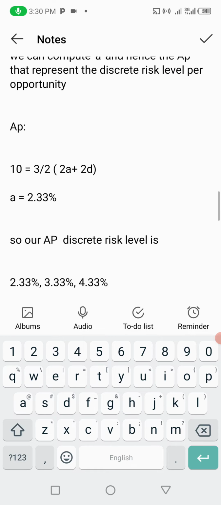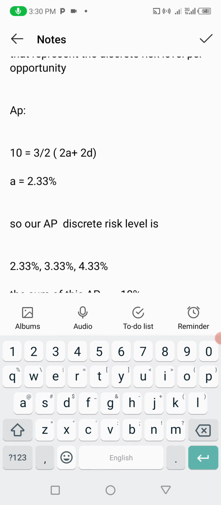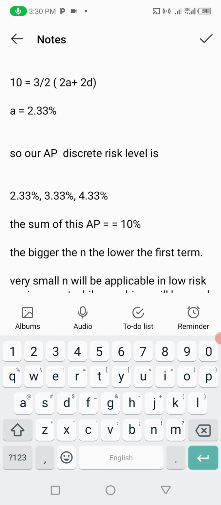So the AP is calculated as follows: 10 equals 3 divided by 2 upon 2A plus 2D. When you run the calculation, A will be equal to 2.33%. So our AP discrete levels are 2.33%, 3.33%, 4.33%. If you sum these series, you are going to get 10%.